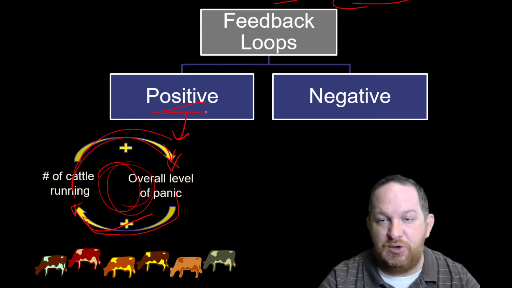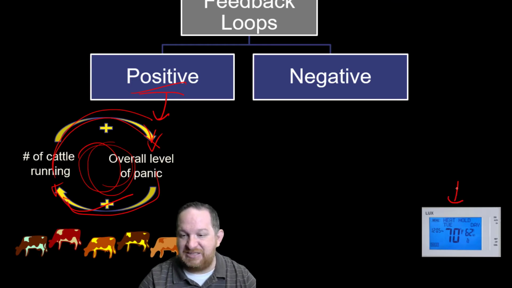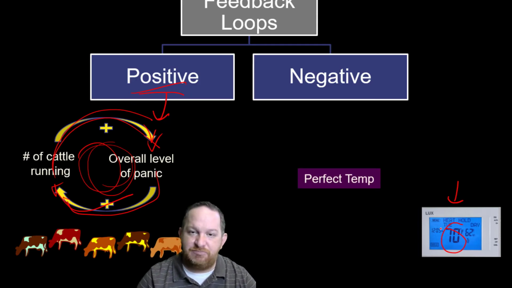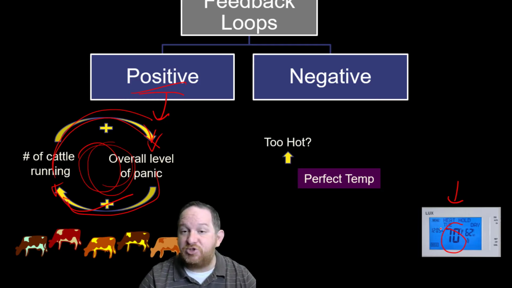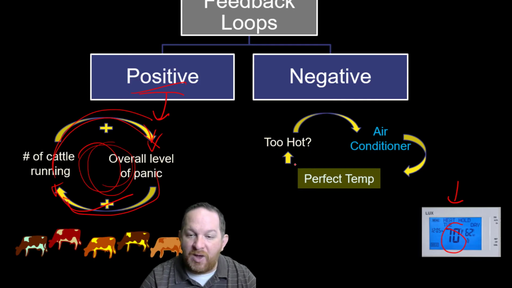That's a positive loop. A negative loop, think of your thermostat, right? You got it set to a perfect temperature. Let's say that perfect temperature is 70. I like it a little cooler, but let's say it's 70 degrees. So you've got a perfect temperature set. Well, what happens if the temperature goes up? It's too hot. Well, you know what happens. The air conditioner kicks in and lowers it back to the perfect temperature. So in other words, when the temperature went in one direction, a negative loop will take it in the opposite direction. So it's negative from the way it went to begin with.